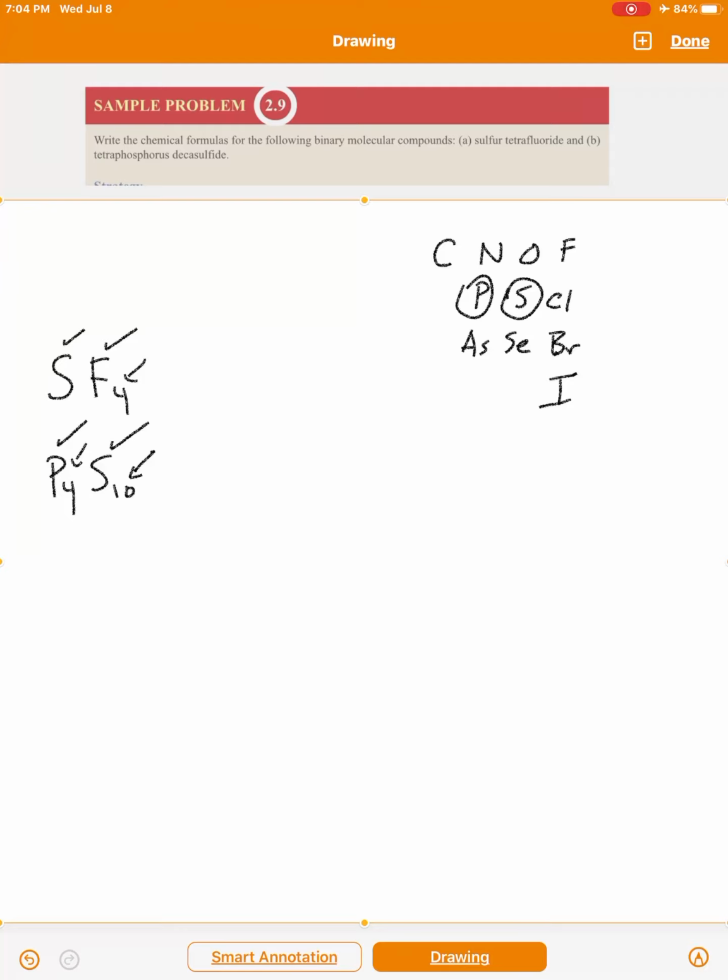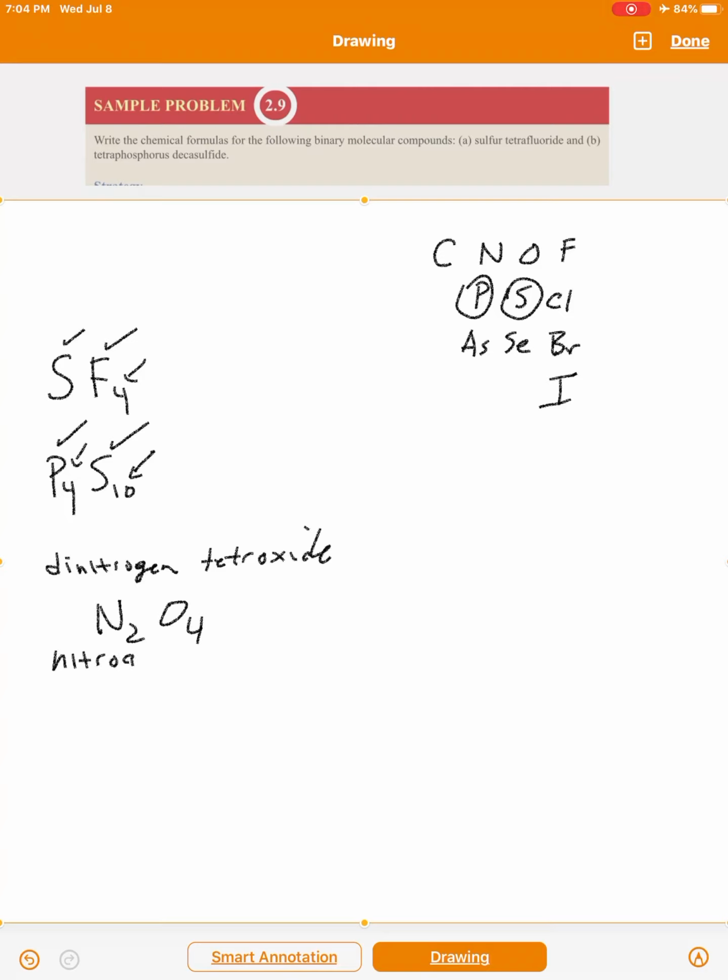Okay, so let's try one more. Let's try dinitrogen tetroxide. Okay, nitrogen, N, di is 2, oxide is O, tetra is 4, N2O4.